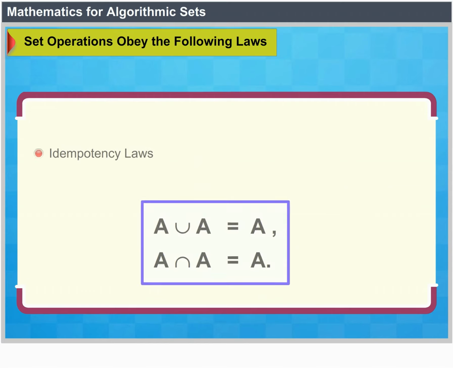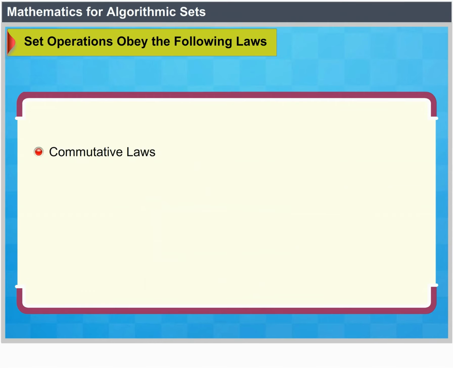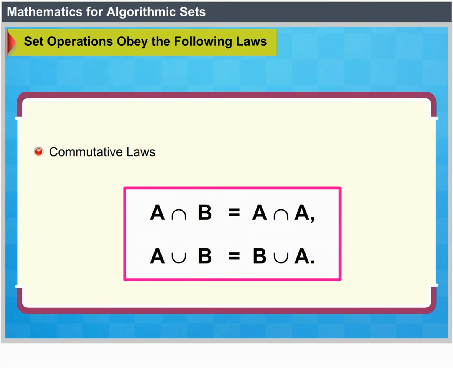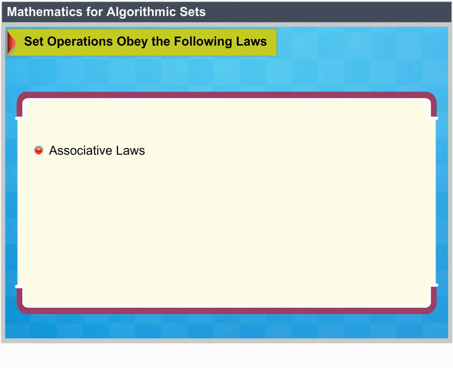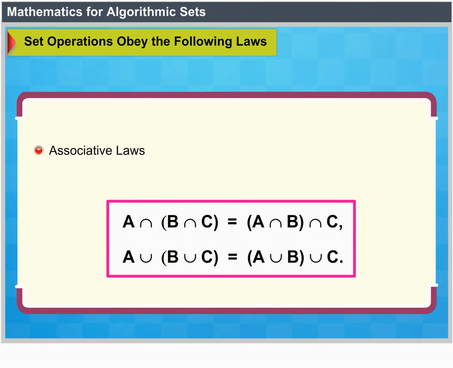Commutative laws. A intersection B is equal to B intersection A. A union B is equal to B union A. Associative laws. A intersection (B intersection C) is equal to (A intersection B) intersection C. A union (B union C) is equal to (A union B) union C.